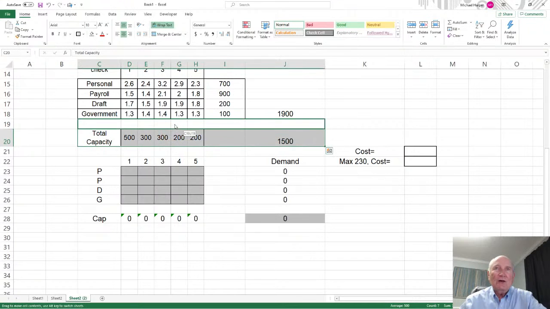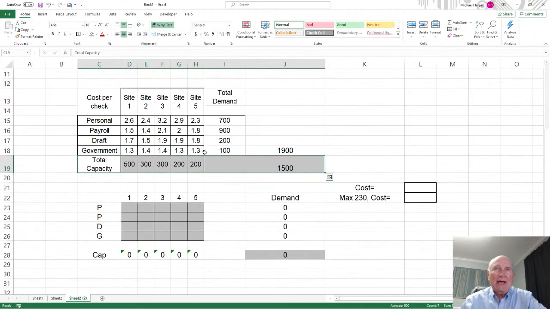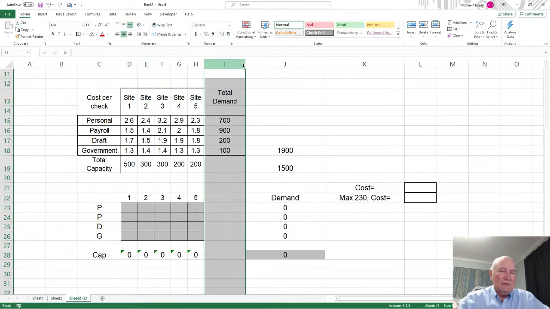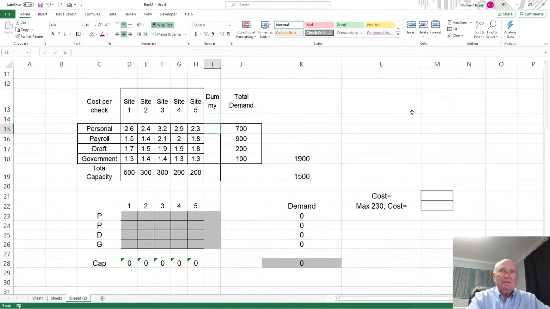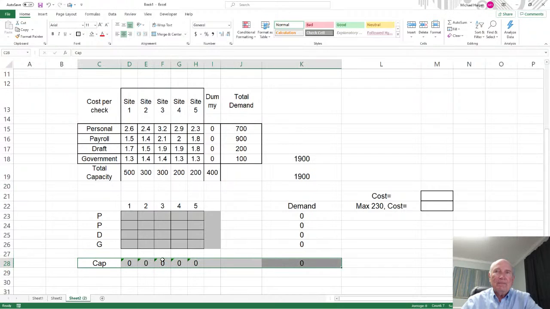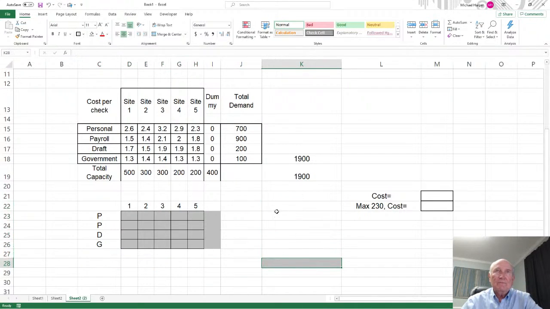The problem is I don't have enough capacity here to satisfy the 1900. So what I do then is I'm going to add a dummy site, okay, to where this cost is going to be 0, 0, 0, 0, but this is going to be, how many? I need 400. Now I have enough capacity to satisfy this. But if I do that, let me just zero these out again. So now I'm going to go back and say, now this is a dummy.